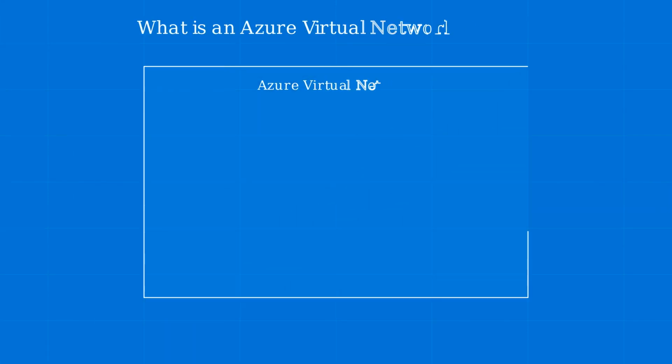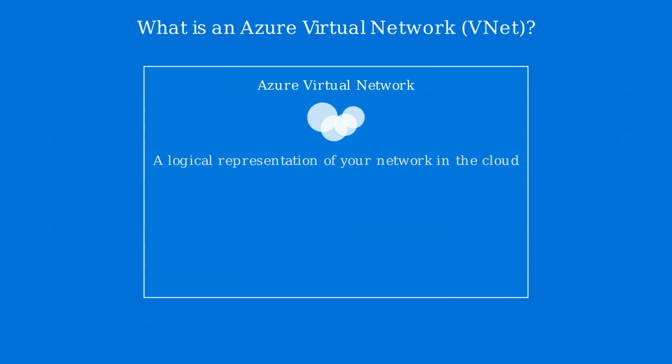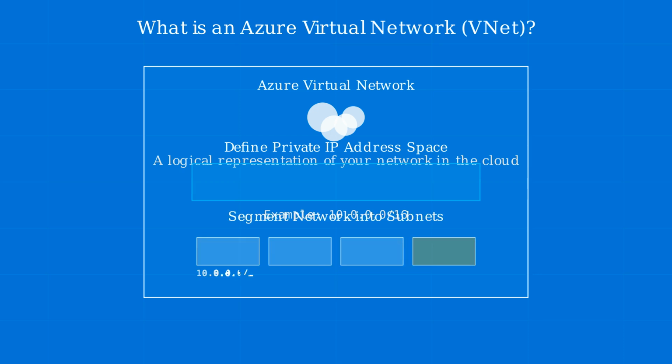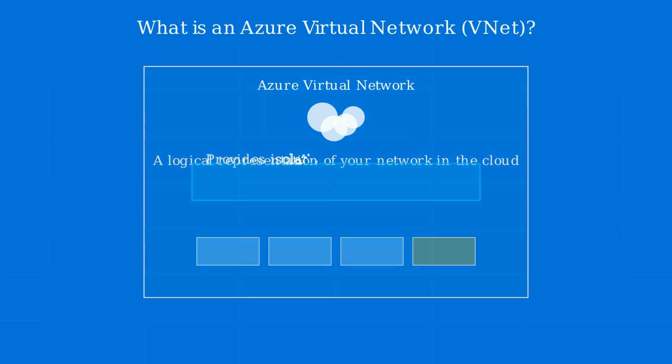An Azure Virtual Network, or VNet, serves as a logical representation of your network infrastructure within the Microsoft Azure Cloud Platform. With a VNet, you have the flexibility to define your own private IP address space, typically using addresses from RFC 1918, ranges such as 10.0.0.0/16. One of the key capabilities of Azure VNets is the ability to segment your network into multiple subnets, each with its own address range. A VNet essentially provides you with an isolated portion of the Azure cloud, giving you control over your network environment while maintaining security and privacy.